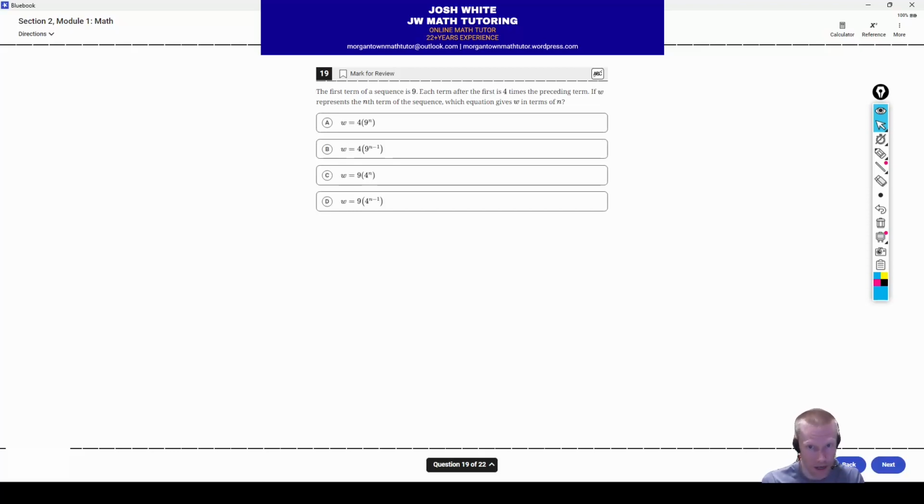Question 19. Here we have essentially an exponential function, but really it's a geometric sequence. So the first term of your sequence is 9, and then each term after that is 4 times the preceding term. Now they want to know which of these expressions represents the nth term of the sequence. If you think about this, it's basically 9, then times 4 is 36, times 4 is 144, and so on.